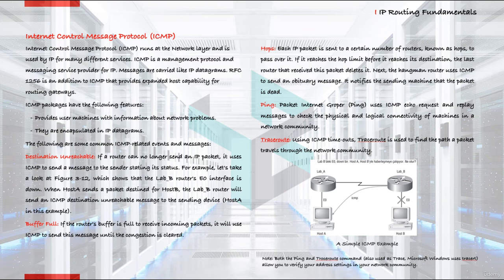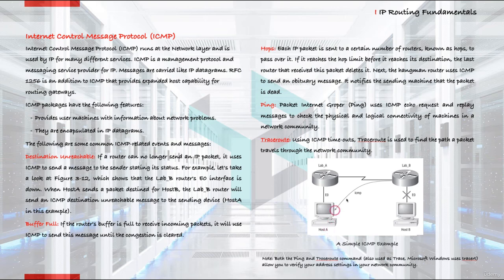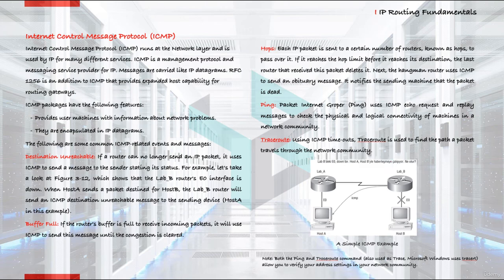First, let's look at the unreachable message. For example, the host A user sends a ping to host B, but since Ethernet 0 here is disconnected, the router at B returns the message destination unreachable to the ping. Let's say you have pinged here and the router here has full memory, you will receive a message called buffer full. If you are receiving a hops message, you can tell that the IP packet has exceeded a certain number of routers, known as hops, that it must pass through.